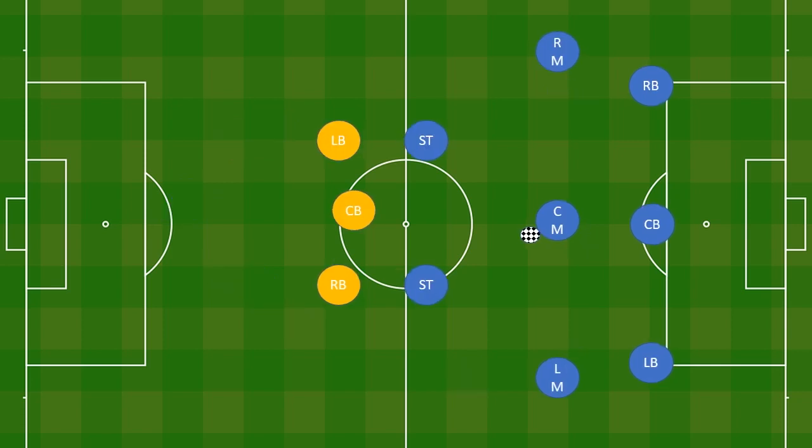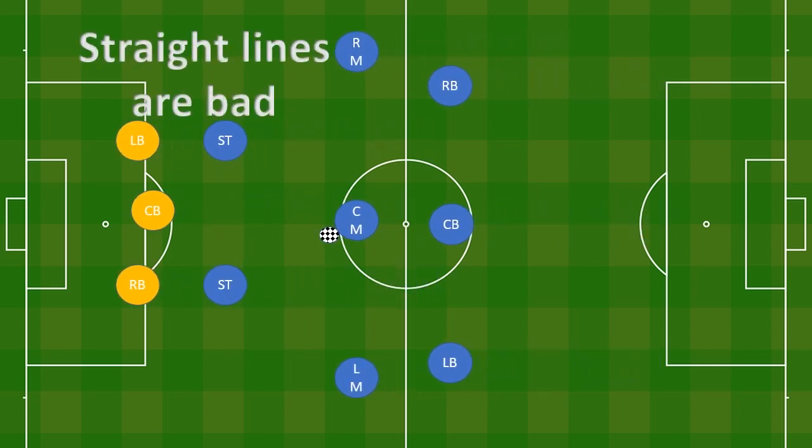What we want to do here is avoid straight lines. As you can see, when we do straight lines, both the strikers are double covered, there's no way to get behind them, and we're going to have to find another way around.